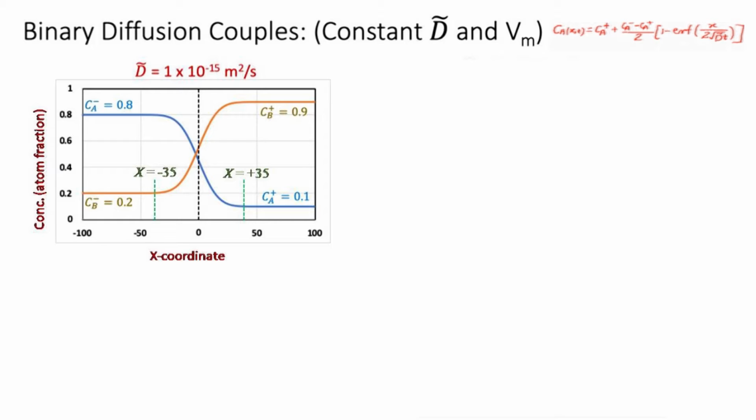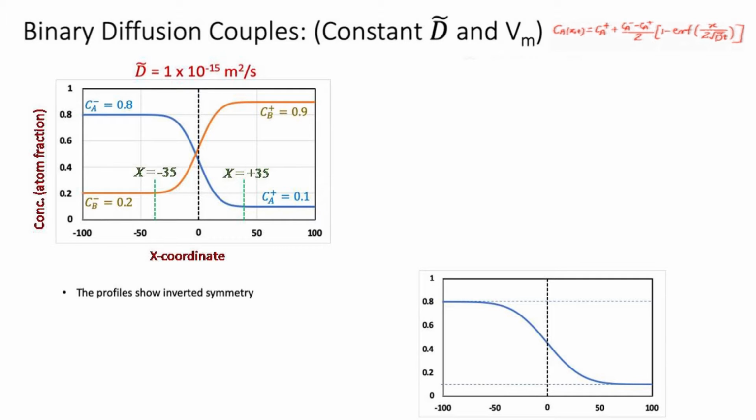As you can see, the first obvious feature of these concentration profiles is that each concentration profile shows an inverted symmetry. To explain this further, if I consider the particular profile of component A here, and this is the initial contact plane at x equal to 0. If I flip the concentration profile on the left side of this plane and repeat it on the other side, I get the entire concentration profile, right. That is the inverted symmetry. Of course, we have to rescale our concentration axis.